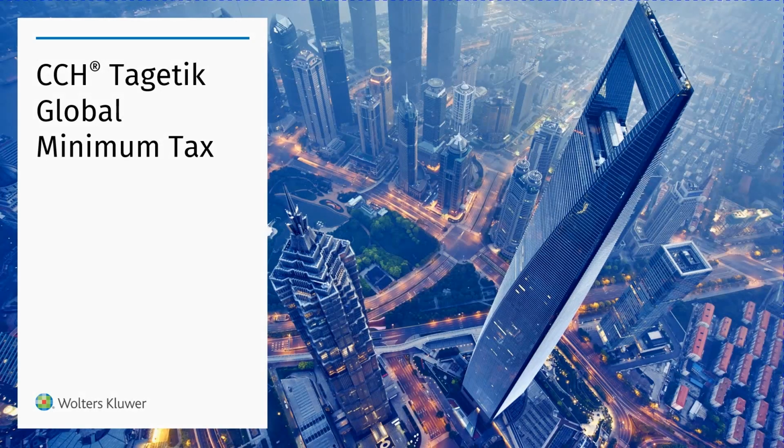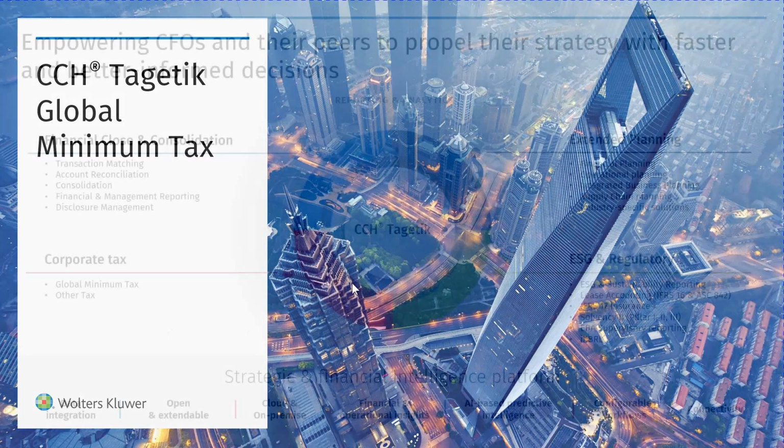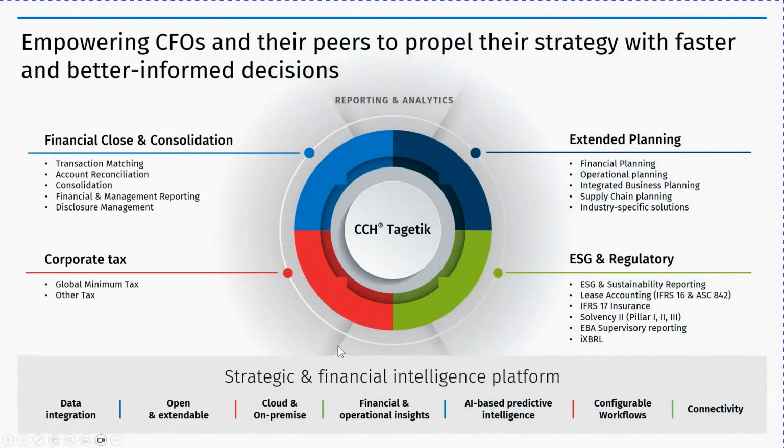CCH Global Minimum Tax is a pre-built expert solution that streamlines BEPS Pillar Two data collection, calculations, reporting, country-by-country reporting process, planning, and performance management according to OECD regulations.